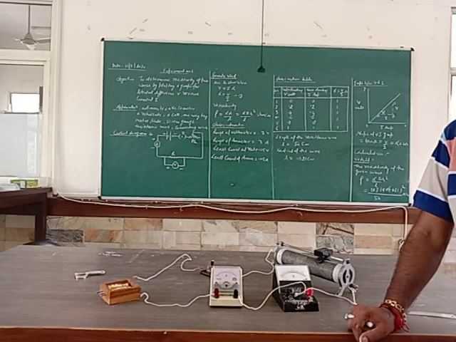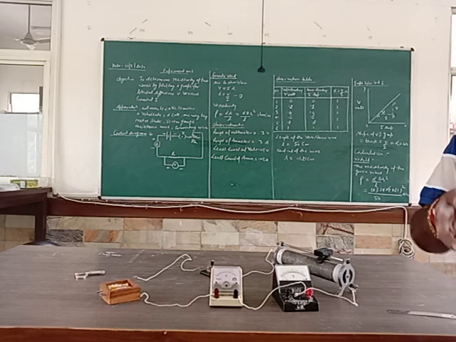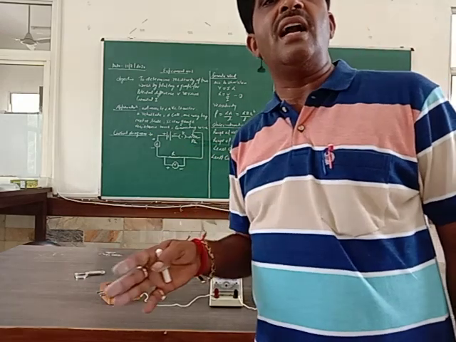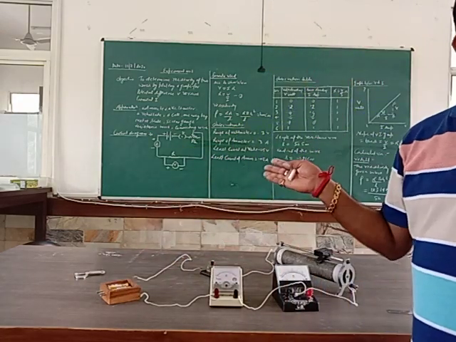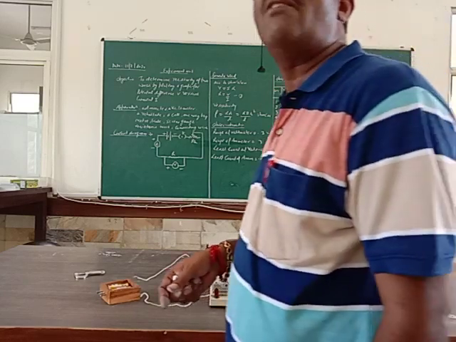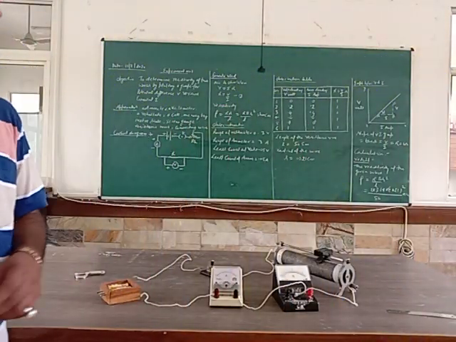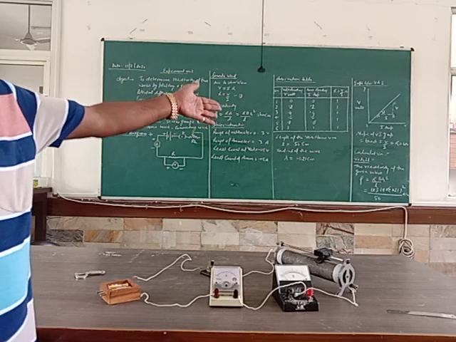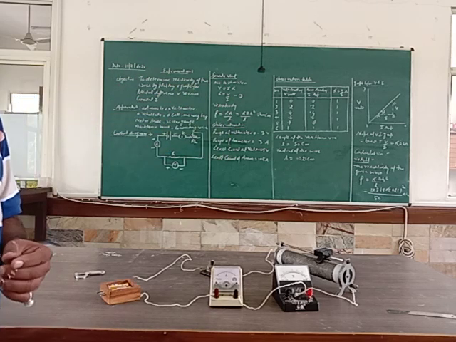First of all we will measure the length, and second the radius with the help of a screw gauge. Then we will take the readings of voltage versus current, draw the graph and take the slope, and that slope gives the value of resistance. Then we put the values of all the parameters in this formula and we will get the value of resistivity.